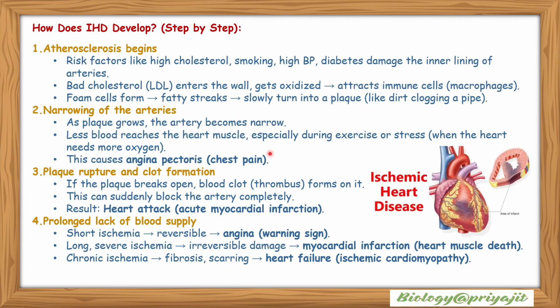Plaque rupture and clot formation. If the plaque breaks open, a blood clot or thrombus forms on it. This can suddenly block the artery completely. It results in a heart attack, or acute myocardial infarction. Prolonged lack of blood supply: short ischemia, which is reversible, can cause angina, a warning sign. Long, severe ischemia can cause irreversible damage, or myocardial infarction, heart muscle death. Chronic ischemia can cause fibrosis or scarring, or it can cause heart failure, which is ischemic cardiomyopathy.